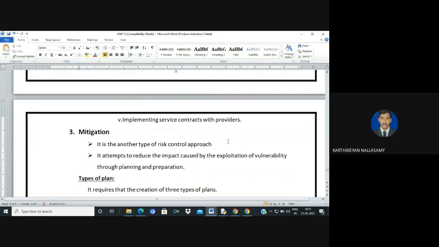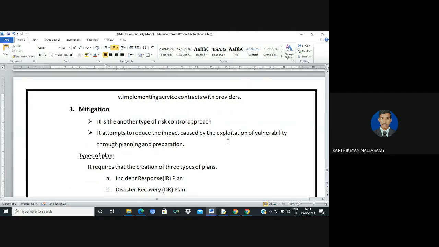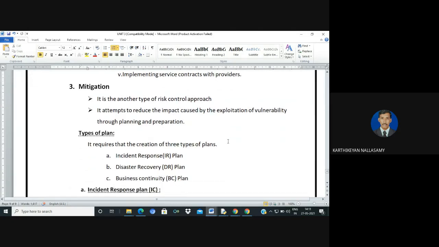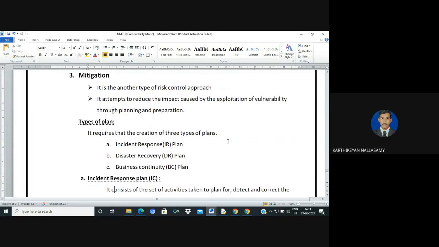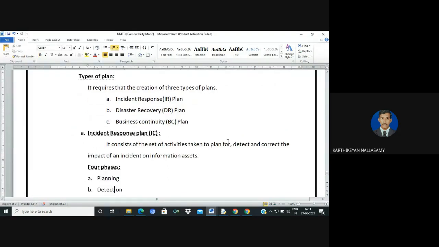And mitigation. Here mitigation means we are attempting to reduce the impact caused by the exploitation of this vulnerability with the help of proper planning and preparations. It may be an incident recovery plan, or a disaster recovery plan, or a business continuity plan. In the incident response plan, we are going to take a set of steps to reduce and correct the impact.